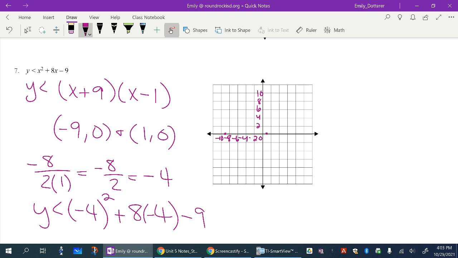So negative 4 squared is 16. 8 times negative 4 is negative 32. Minus 9. 16 minus 32 is negative 16. Minus 9 is negative 25.